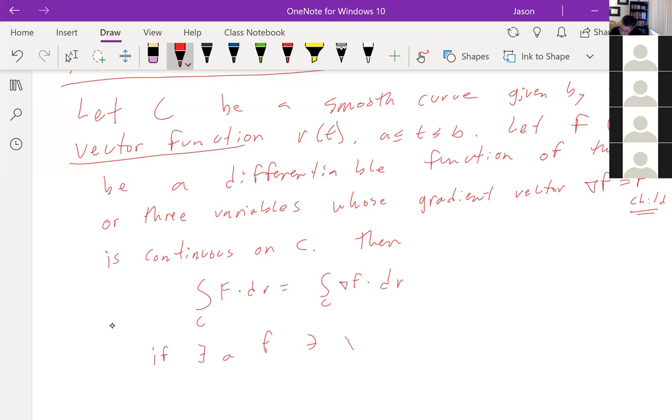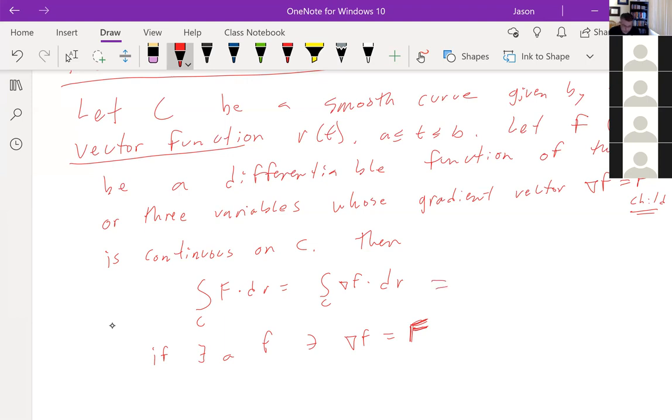Now, if there exists a function f such that when I take the gradient of f, I get my force field or my vector field, so I have this force field and I can find a parent function for this, then I can write the line integral of the gradient of this parent function dot dr. If this parent function exists, it makes my integration really easy.